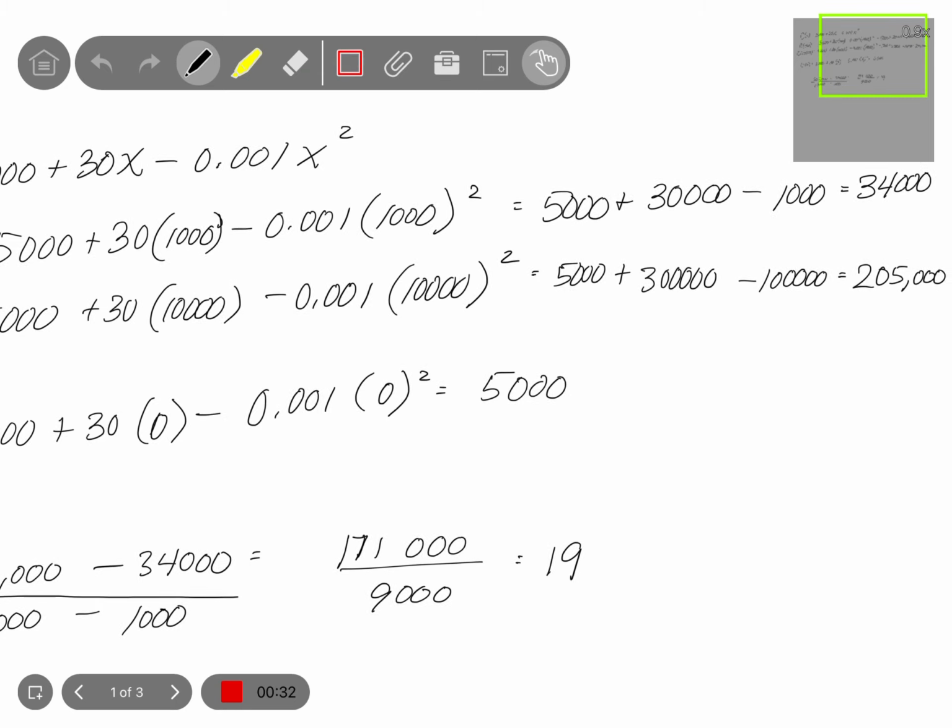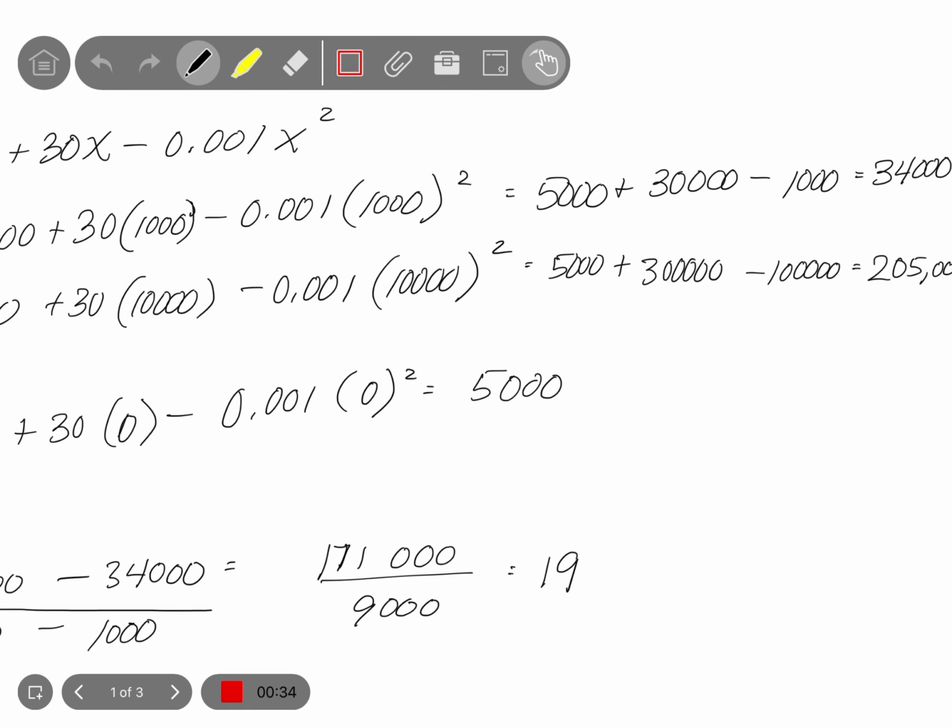Then as far as part B goes, it says what do those numbers mean? Those numbers mean, first of all, that if I sell 1,000 books, it's going to cost me $34,000 to do. And if I sell 10,000 books or make 10,000 books, it's going to cost me 205,000.